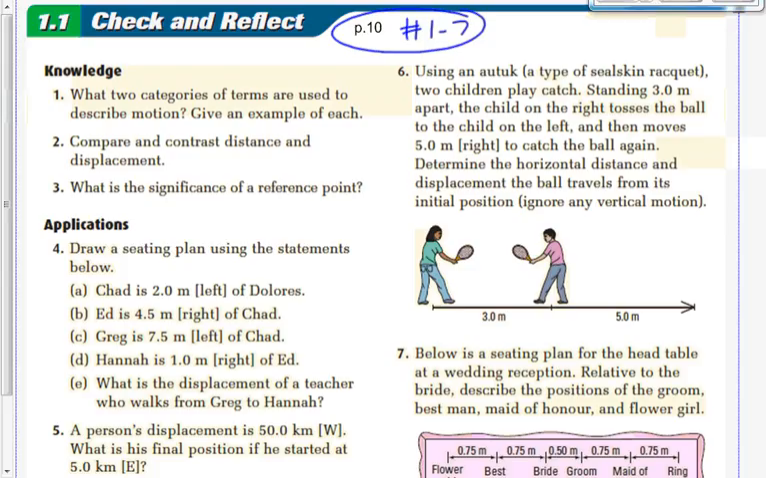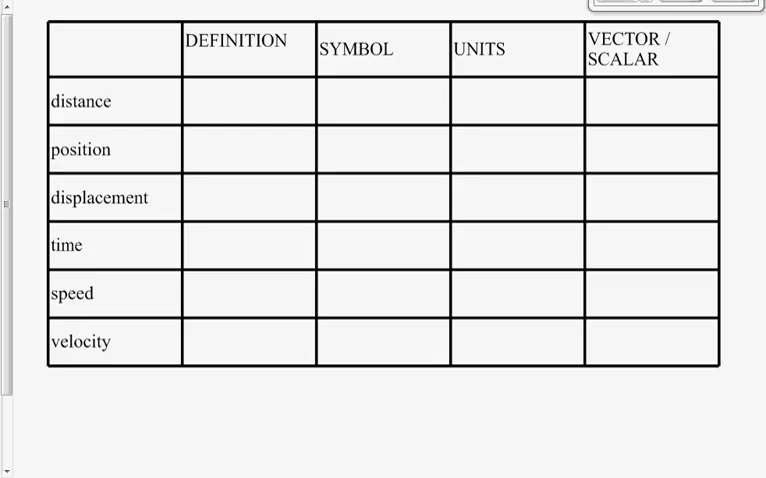But what I want to do right now is move on and define 3 more terms, talk about those as vectors or scalars, and then what we do with those terms. Time, speed, and velocity. You know what, I said we're going to define 3 more terms. We're not. We're going to define 2 more terms. We're not going to define time.